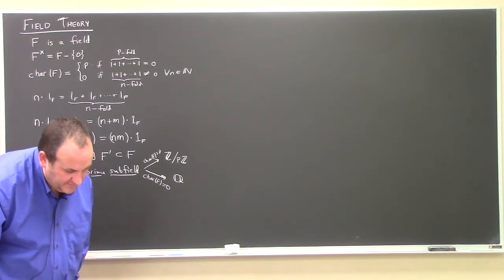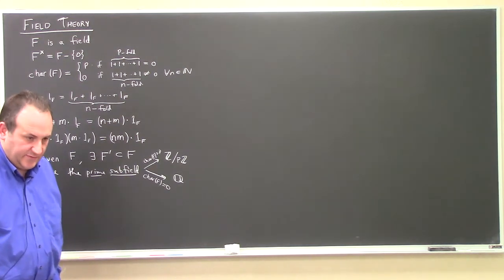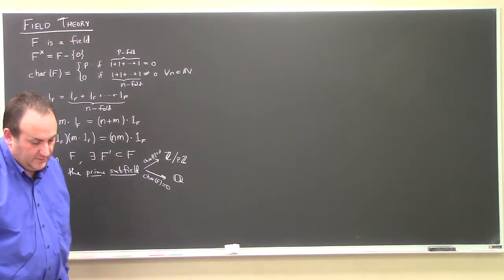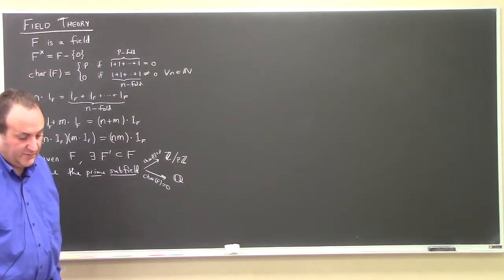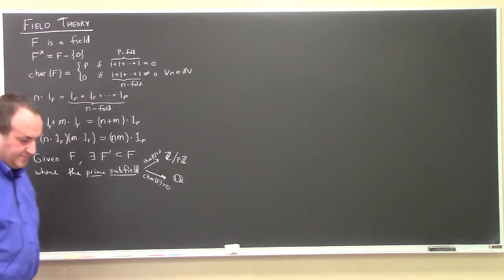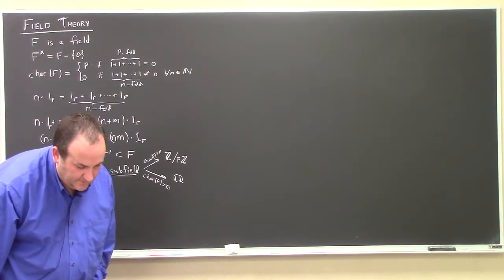So he gives examples. Both the rational numbers and the real numbers are characteristic 0, and he also mentions the integral domain Z also has characteristic 0, right? We can talk about characteristic for a ring. We don't just have to talk about characteristic for a field. We know that.